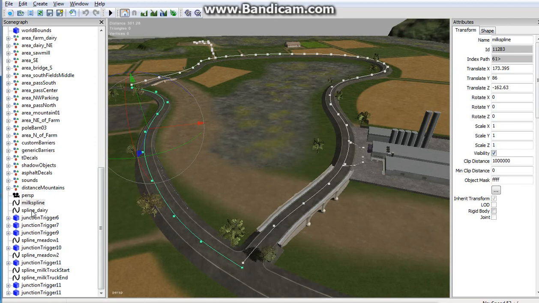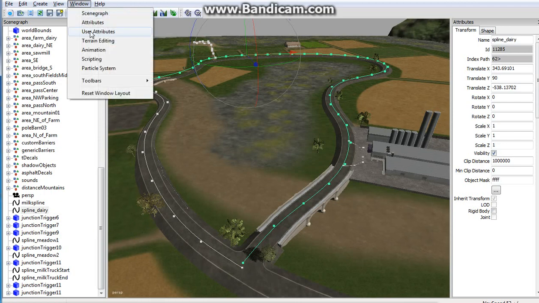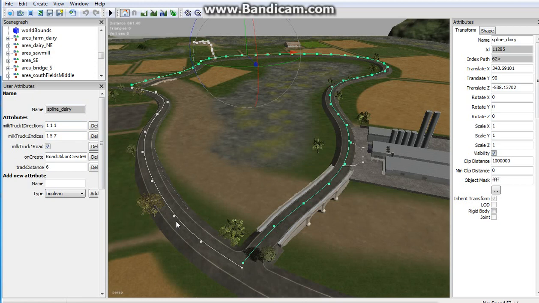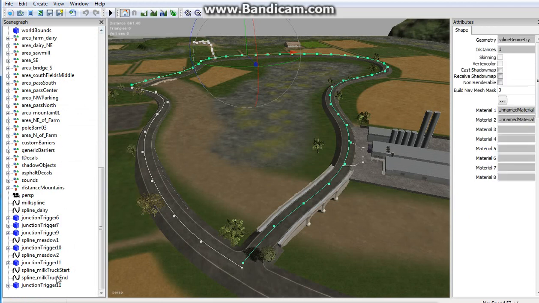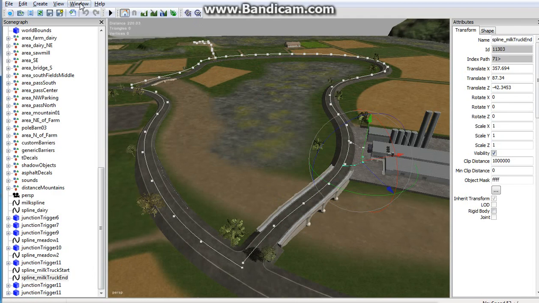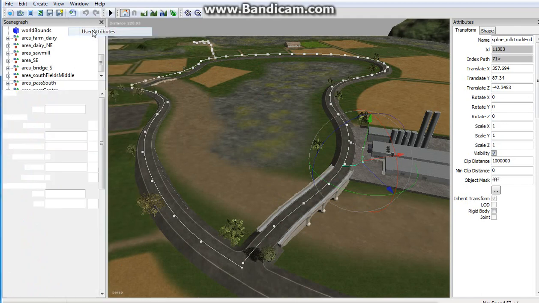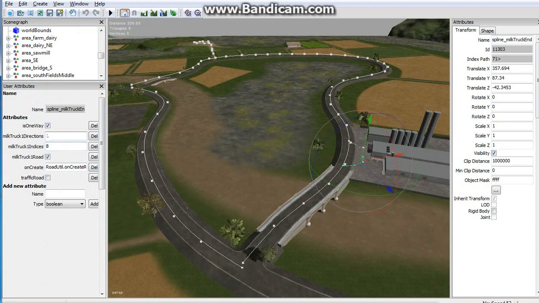Moving back to spline dairy again. Six. Seven, as indicated here. That's the third time he uses the spline dairy spline. Still direction one. So we get the milk truck end. Still direction 1, index 8.